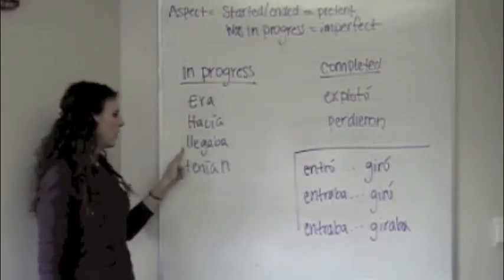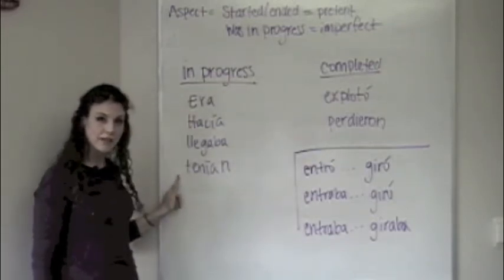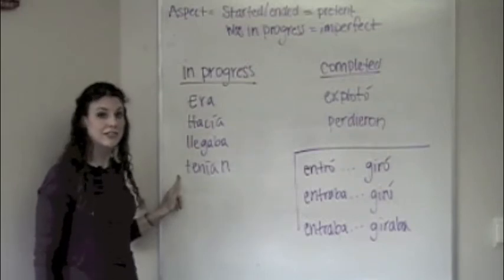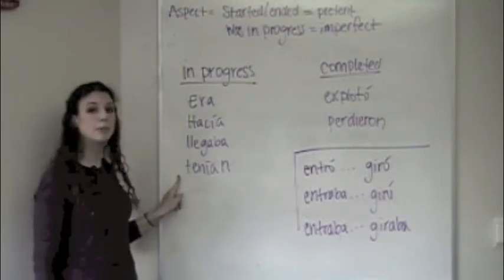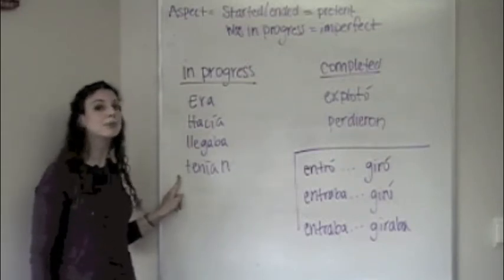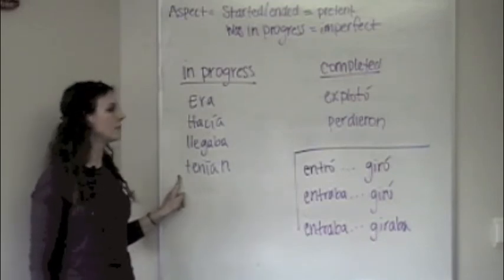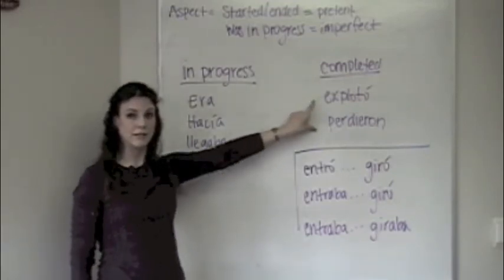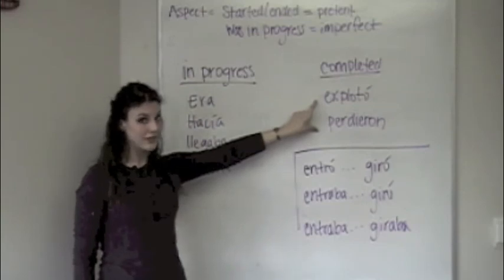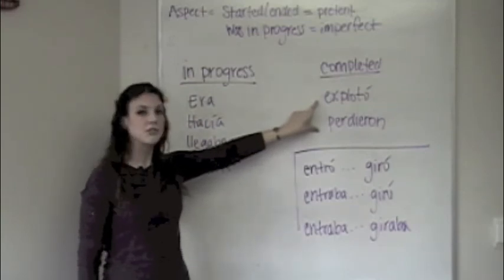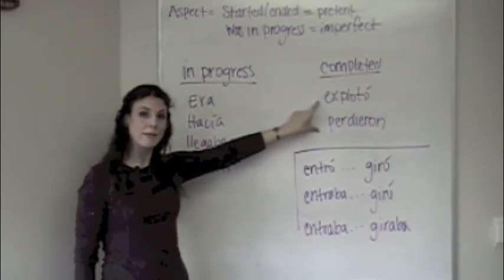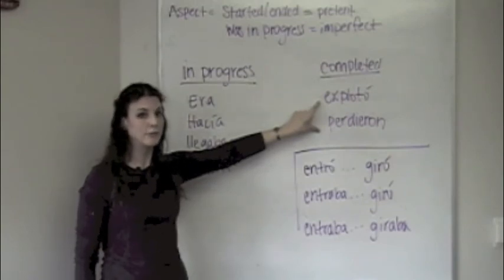What do you notice about all of these verbs? What do they have in common? They're all in the imperfect. That's because we use the imperfect to describe the in-progress aspect of events. Now, what do these verbs have in common? They're both in the preterite. That's because the preterite is used to describe events that begin or end in the past, events that are completed at the moment we describe.